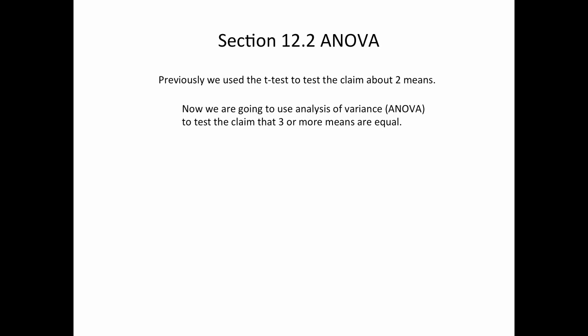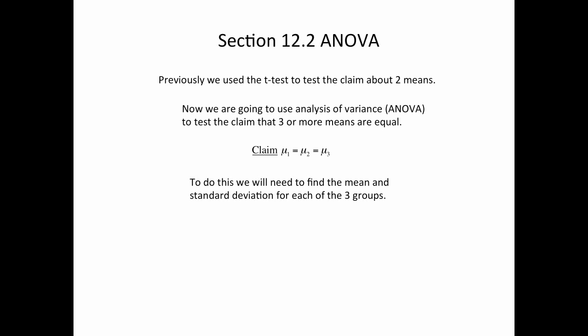Previously, we were able to test claims about two means, like mean 1 equals mean 2. Now the idea is, what if you have more than two means? What if you've got three or more means that are claimed to be equal? So a claim would look something like this: mean 1 equals mean 2 equals mean 3. We're not going to write down the alternate hypothesis or H sub O, we're just going to use the claim.